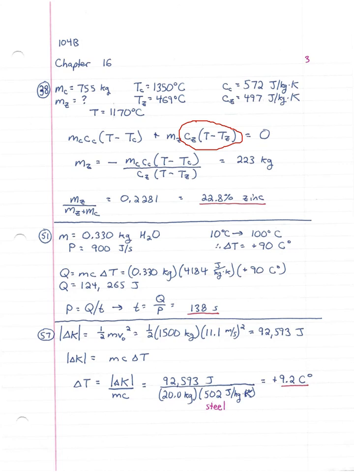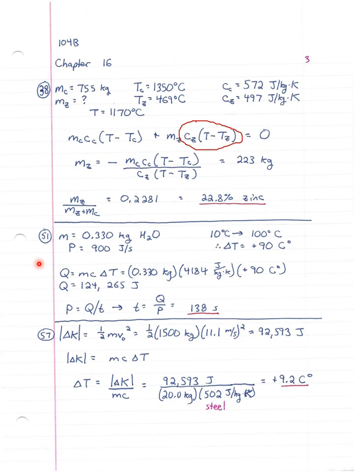That sounds like a lot of zinc. That sounds like something like 500 some pounds. But keep in mind, as we look back up here, they started with 755 kilograms of copper, so we're just dealing with a very large mass of metal. Now that we know the mass of the zinc, we go back down to this line. Mass of zinc over the total mass, and we get 0.2281, which means it is 22.8% zinc.